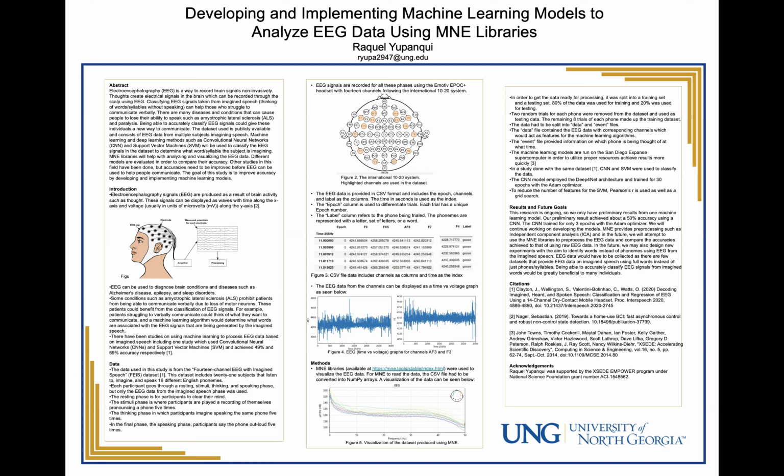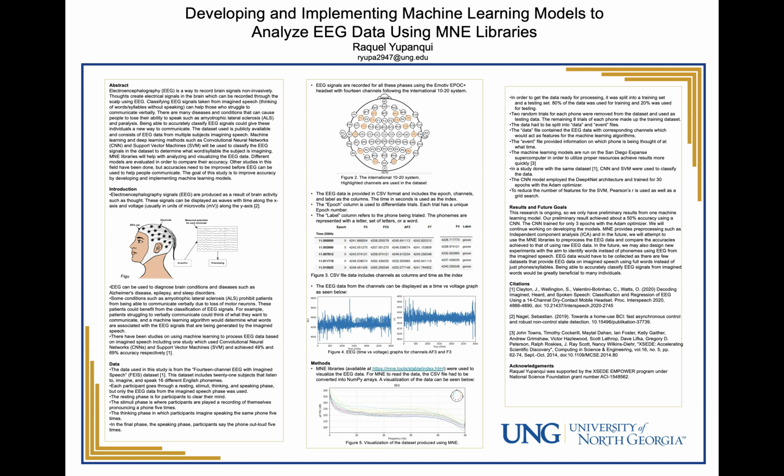EEG, or electroencephalography, is a method used to record electrical brain signals. These brain signals are generated through brain activity, such as thinking. In our research, we focused on EEG data resulting from imagined speech. Imagined speech is when a person thinks of a word or a syllable but doesn't say it out loud. Being able to classify EEG signals with machine learning could help people who are unable to or have problems with verbal communication, such as people who have ALS.